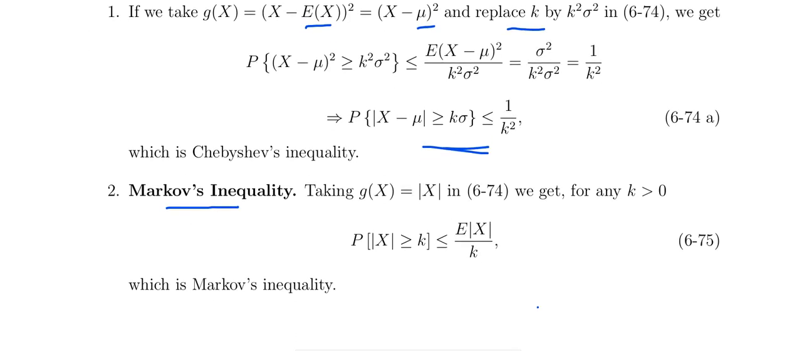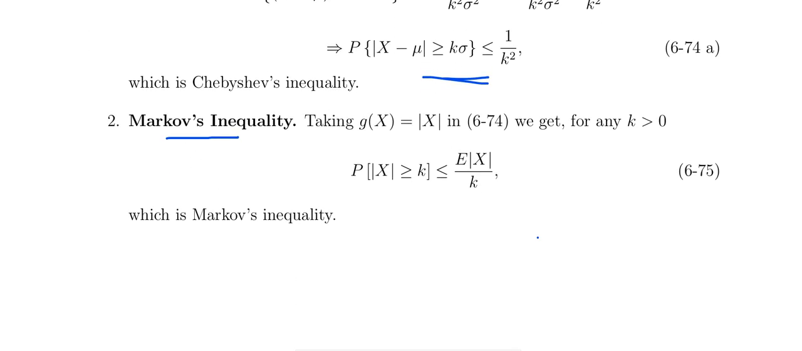the Markov's inequality. So g of x equal to mod x, then for any k greater than 0, we get the probability of g of x equal to mod x greater than or equal to k is less than or equal to the expectation of mod x divided by k. That is called the Markov's inequality.